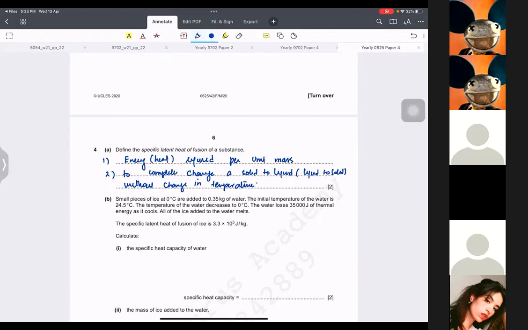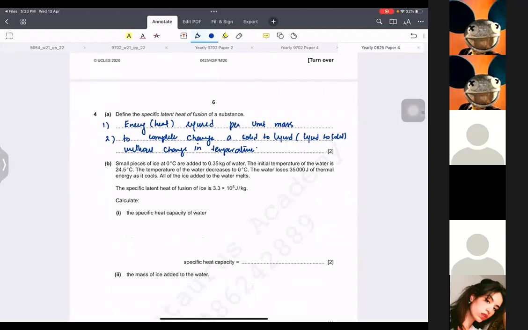All right. Now, small pieces of ice, 0 degrees, are added to 0.35 kg of water. The initial temperature of water is this. The temperature of water decreases to this. The water loses this first thermal energy as it cools. All the ice added to the water melts. The specific latent heat of fusion of ice is this. Calculate the specific heat capacity.